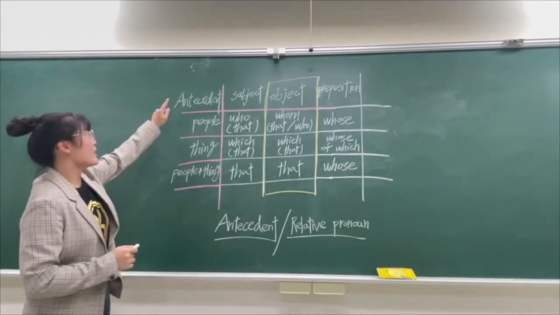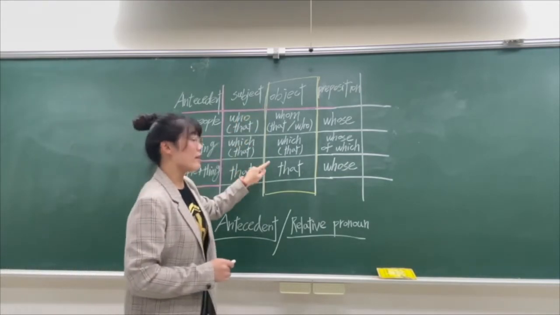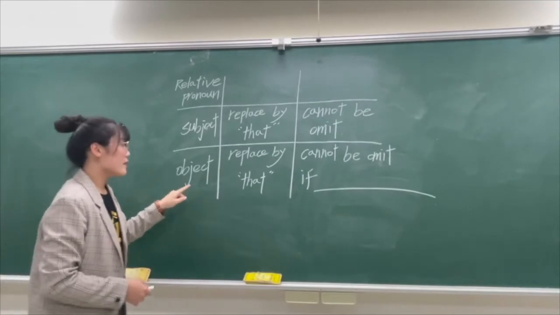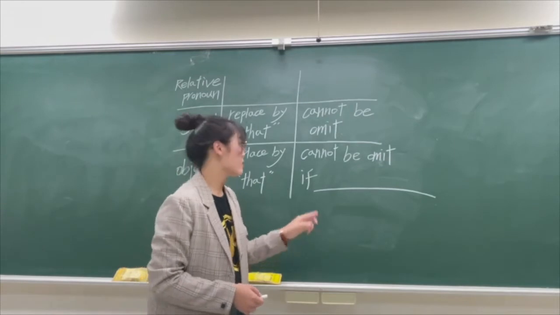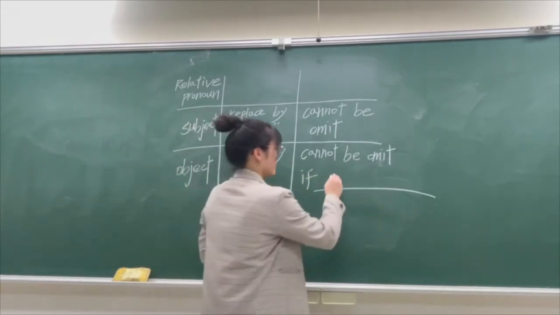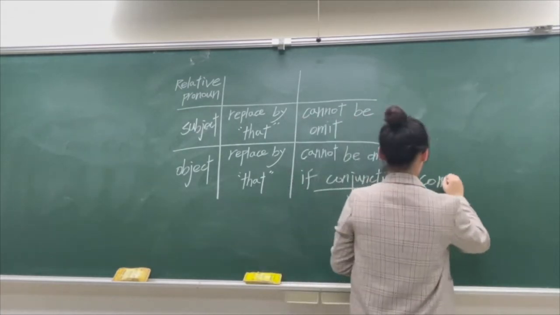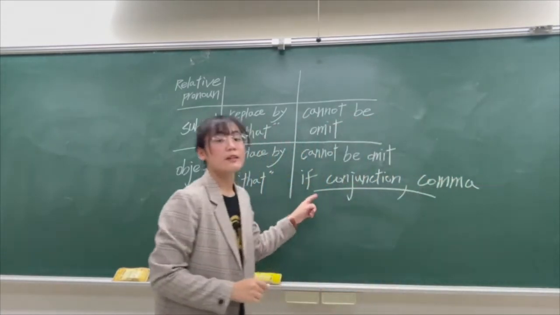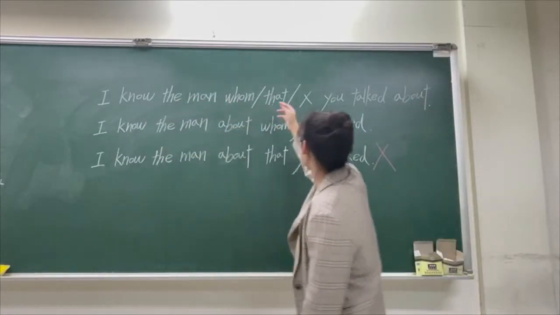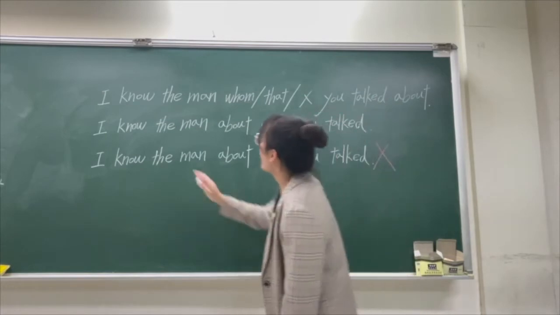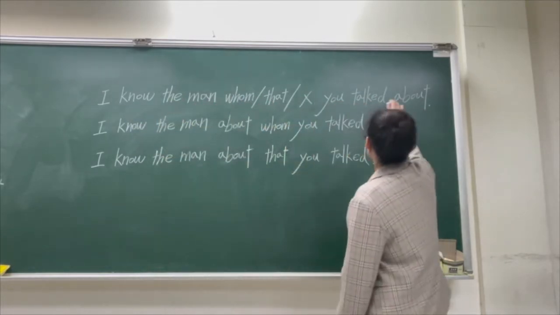Okay, third, if the antecedent is people plus thing, the relative pronoun will be that. Now let's see object. We can also use that to replace it in a sentence, but there are some things you have to notice. It cannot be omitted if there is a conjunction or comma in front of the relative pronoun. In the correct sentence, I know the man whom you talk about, or I know the man that you talk about, or I know the man you talk about.